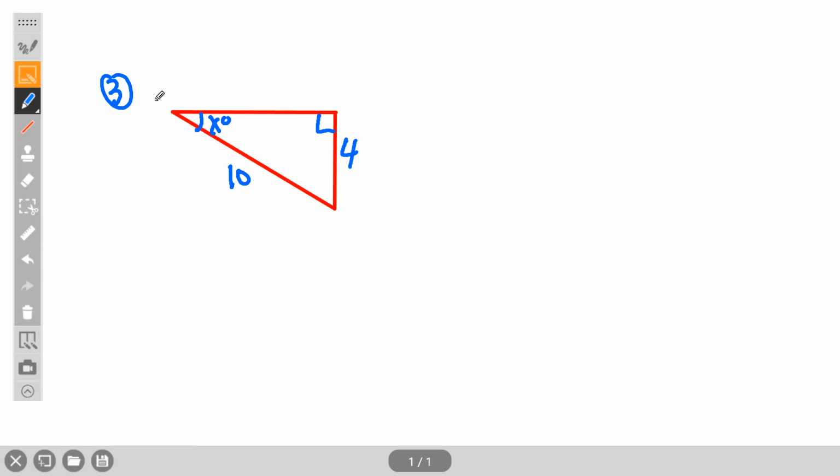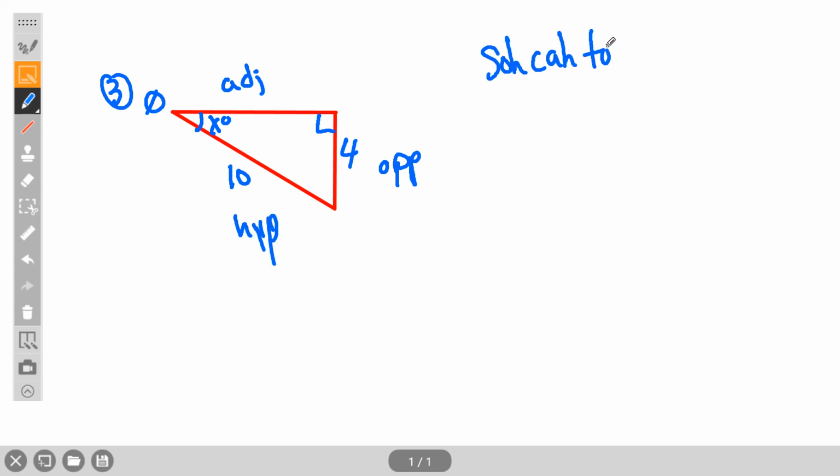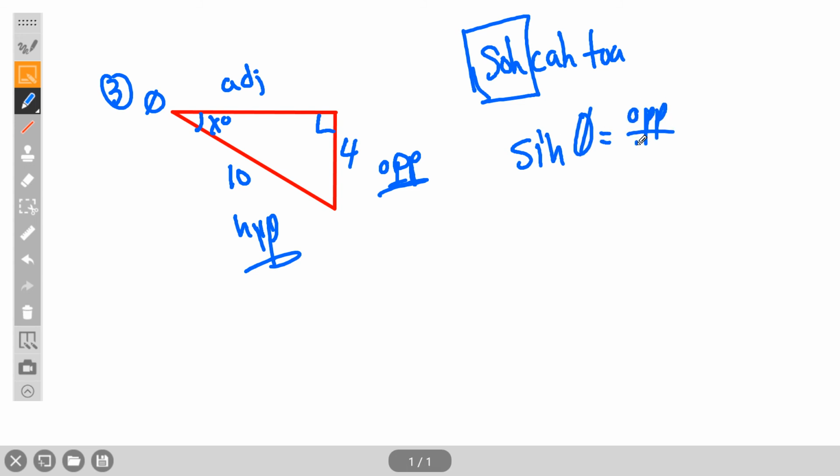Okay, so this is the angle we're concerned with, theta, which means that to this angle, this is the opposite side, this is the adjacent side, and this is the hypotenuse. According to SOHCAHTOA, we have the opposite side and the hypotenuse, so that would be sine. So the sine of that angle theta is equal to the opposite side over the hypotenuse, 4 over 10.